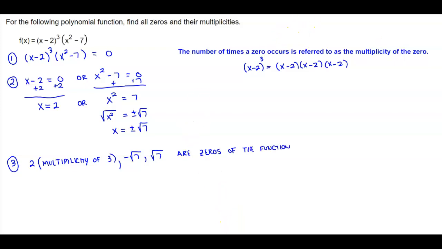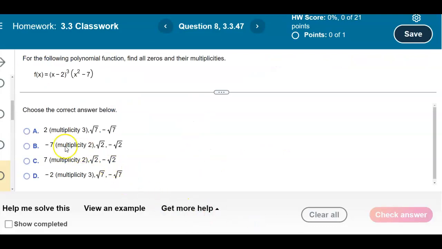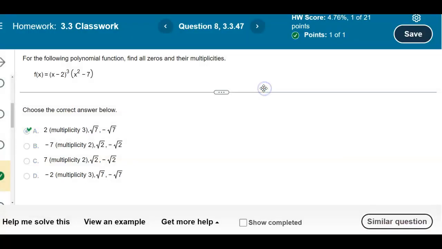So let's go ahead and answer this question. We have 2 with the multiplicity of 3 as the first option. We have the square root of 7, negative square root of 7. So it looks like we have A as our answer. Check our answer, and there is our result.